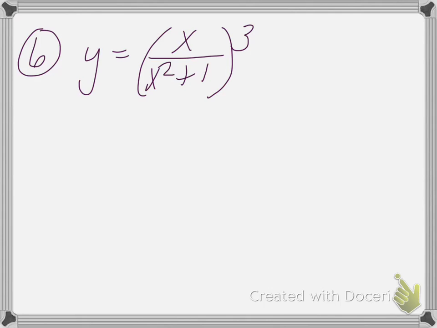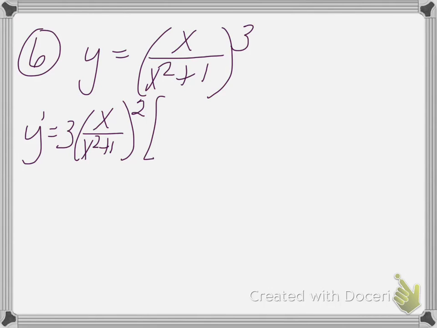For number 6, it was this. Okay, so this is a bunch of stuff in parentheses to an exponent, so this is going to be a chain rule. Bring down the 3, keep the inside. 3 minus 1 is 2. Now you need the derivative of the inside, which requires a quotient rule.